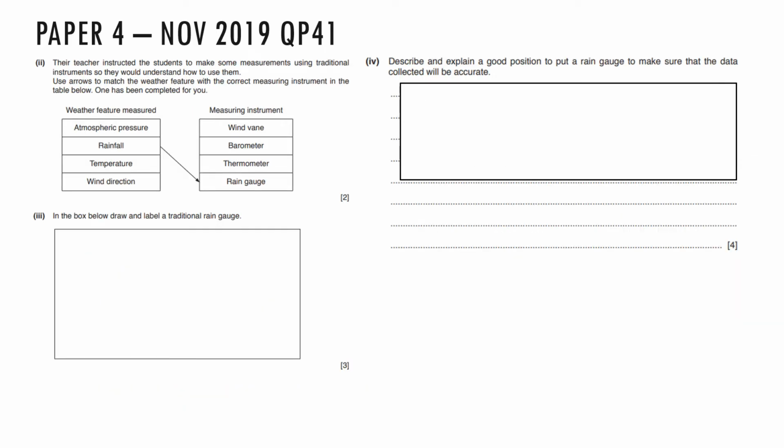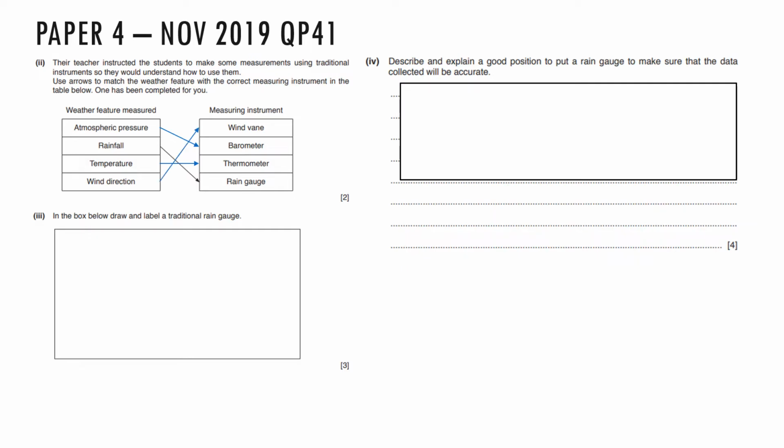This paper I've taken from a geographical investigation paper, paper 4, which you don't have any choice in. You would have to answer this question if you decided to take it. So it starts off nice and easy. You have to match up the measuring instrument with the weather feature measured. So atmospheric pressure, barometer, temperature, thermometer, wind direction, wind vane.